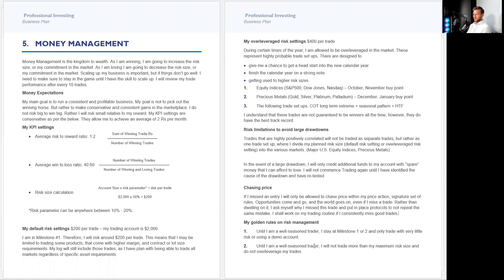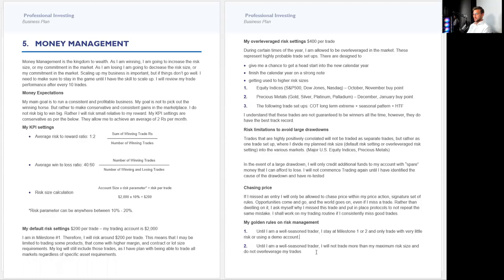We're going to finish this topic with some golden rules on risk management that I want everyone to have written down. Number 1, until I'm a well-seasoned trader, I stay at milestone 1 or 2 and only trade with very little risk or using a demo account, right? That goes in line with the milestone planning, where I do want you to move up the rank rather quickly, but you can only move up the rank rather quickly if you become a well-seasoned trader and if you're doing well, right? Otherwise you won't.